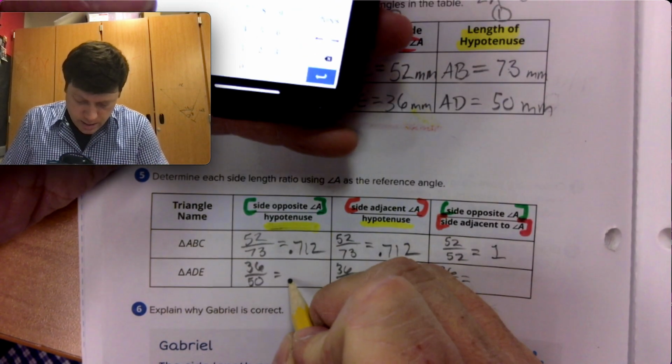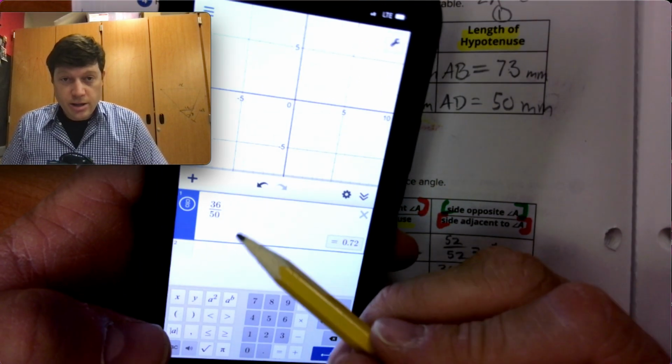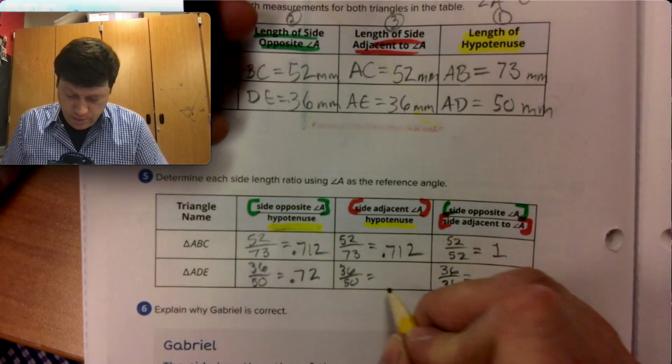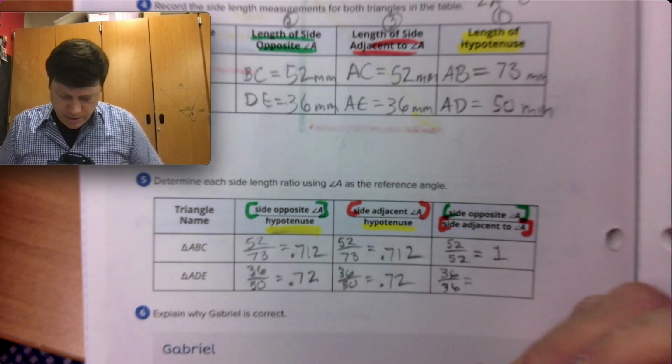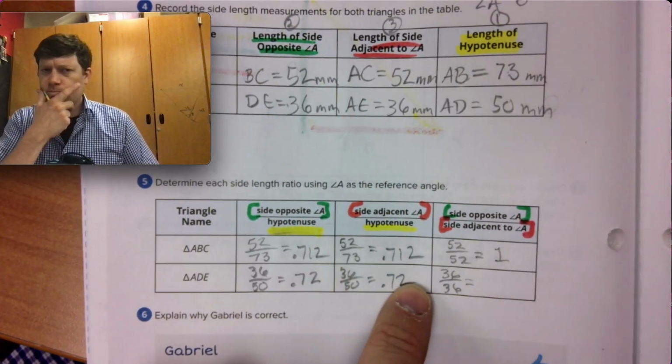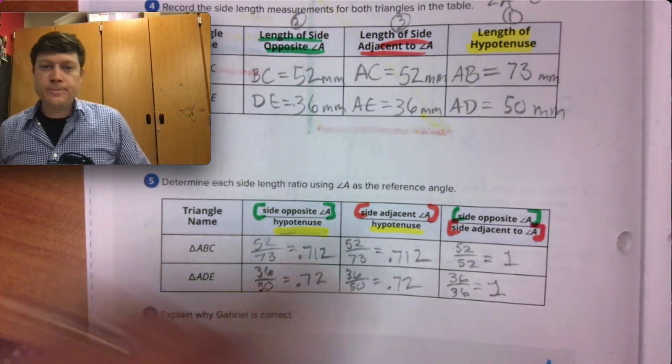What? Crazy. I get 0.72. See right there? You get 36 divided by 50, you get 0.72. 36 divided by 50 again is also 0.72. Oh, these are really close together in value. That's interesting. Okay, and then last of all, 36 by 36 is a 1.